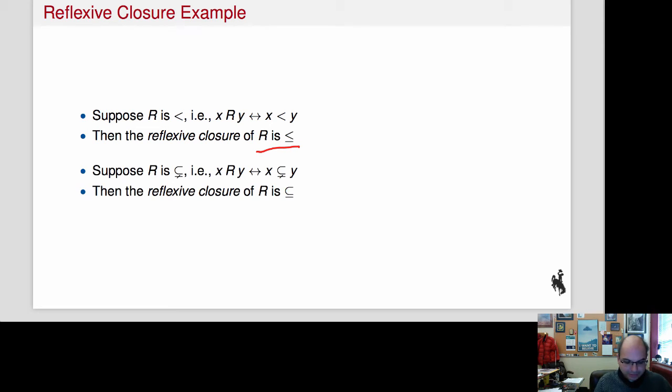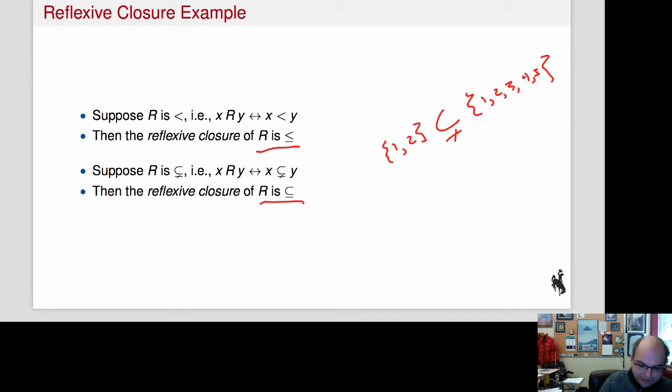Okay. So here's a simple example of that. Same idea. Let's say that R is actually proper subset. Now I'm talking about sets. So for instance, what I might be able to say is that {1, 2} is a proper subset of {1, 2, 3, 4, 5}. So that's my relation. It's a relation between subsets. And what we'll say is, what's the reflexive closure? Well, that's proper subset or equal, which is actually just subset. So that's two examples of taking the reflexive closure.